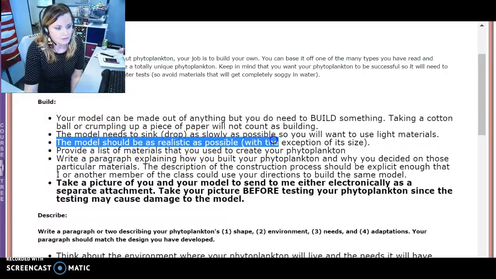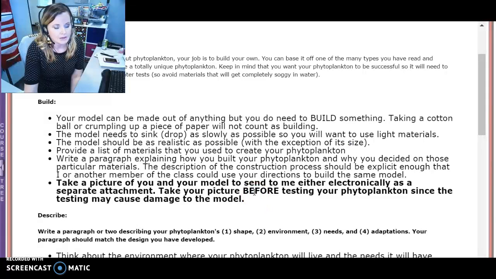The model should be as realistic as possible with the exception of its size. You're going to provide a list of materials to explain what you built your phytoplankton out of, as well as a paragraph explaining how you built it, and be specific. So if I wanted to follow the directions and build my own phytoplankton, it would look like yours.